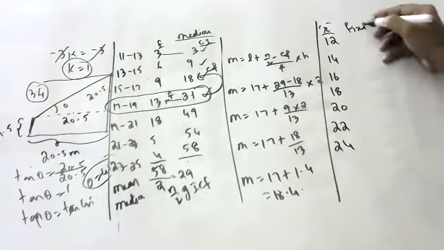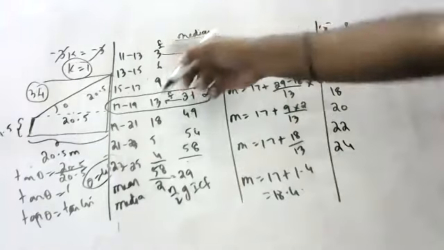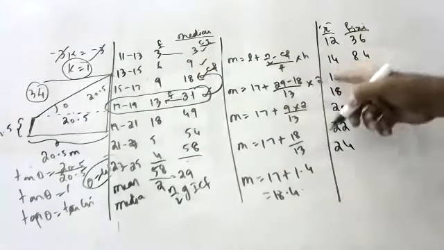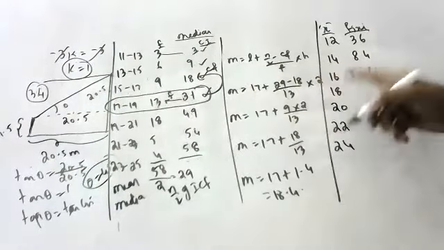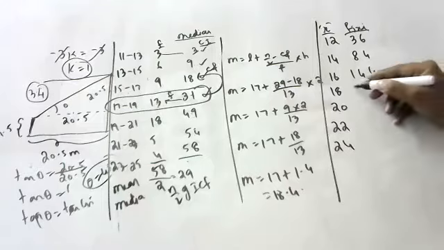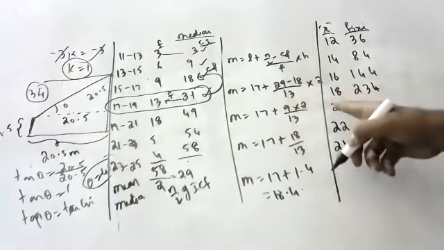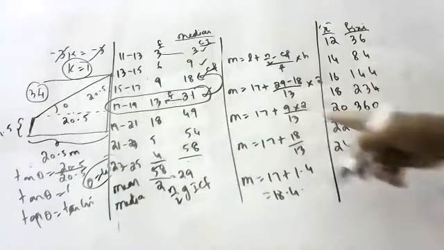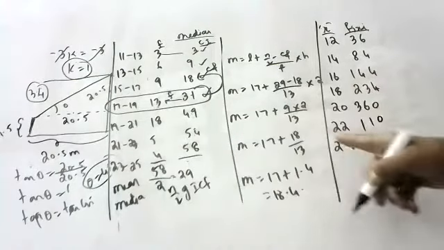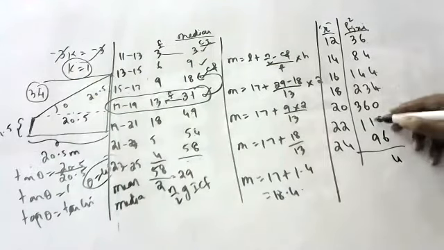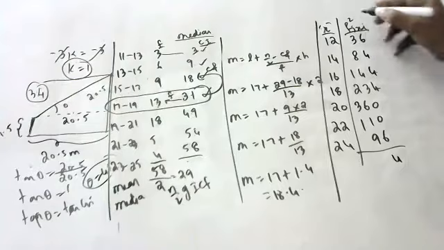Now let's do F into X, children. 3 into 12 is 36. 6 into 14 is 84. 9 into 16 is 144. 13 into 18 is how much, children? 234. 5 into 20 is 100. 5 into 22 is 110. 4 into 24 is 96. Okay, children? So the frequency sum: 3, 9, 18, 31, 36, 40, 58.